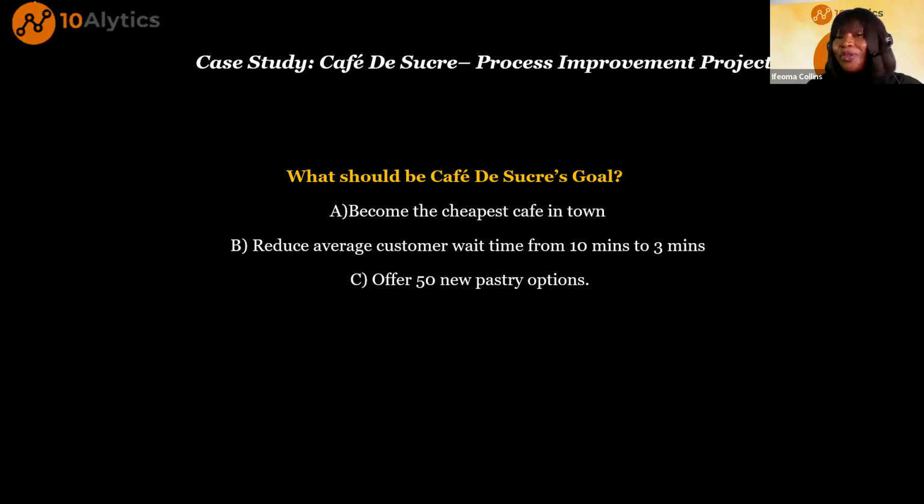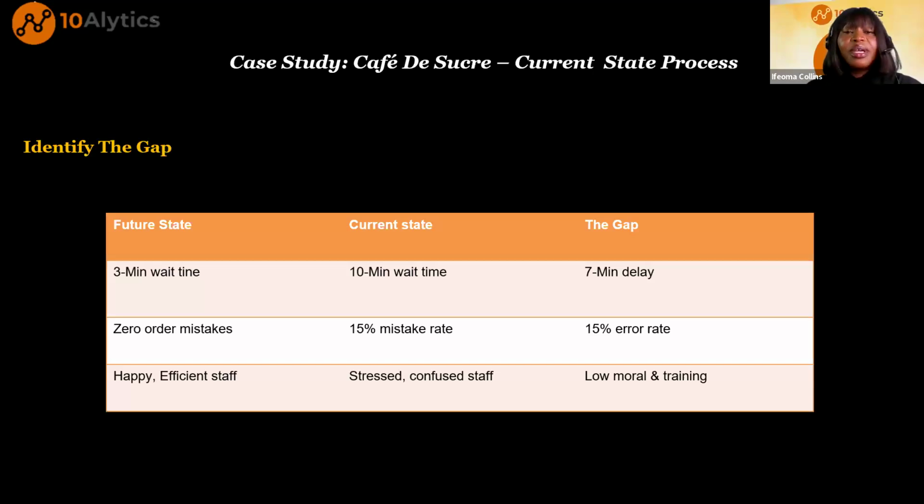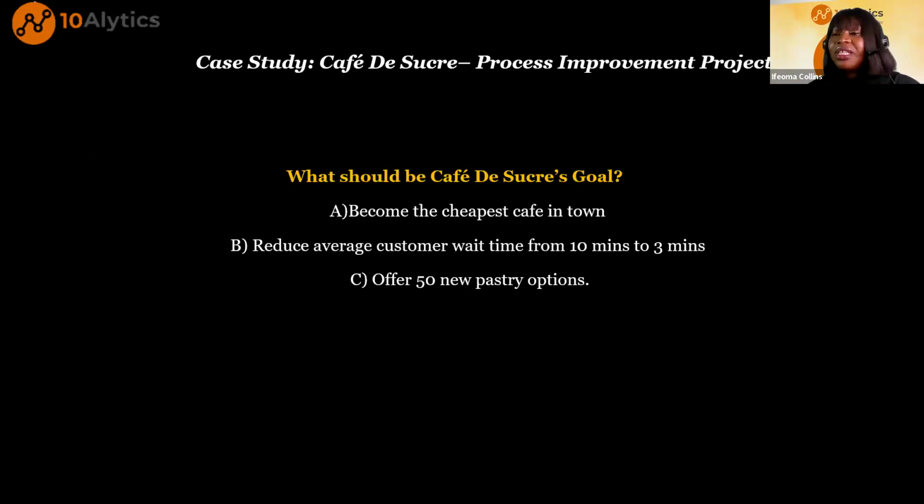Yeah. So if you said B, you would have answered correctly, right? Yes. If you said B, you answered correctly because now they've identified their challenge. So it's not about being the cheapest coffee in town.